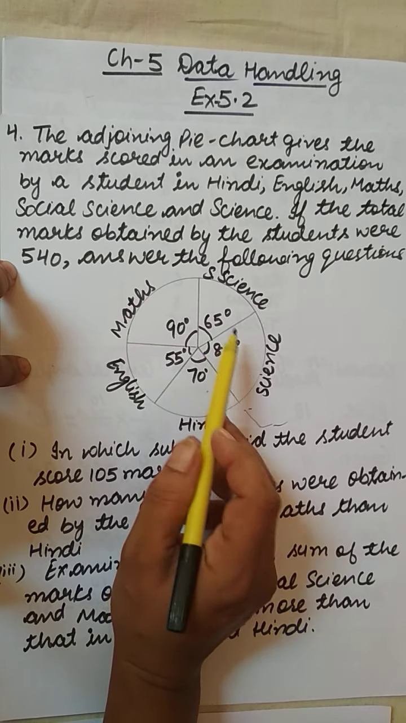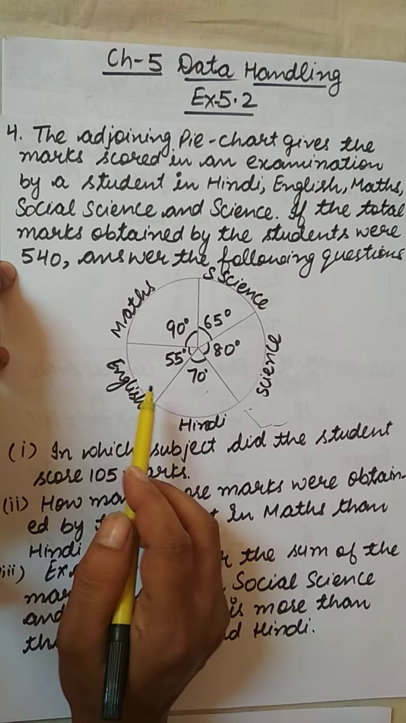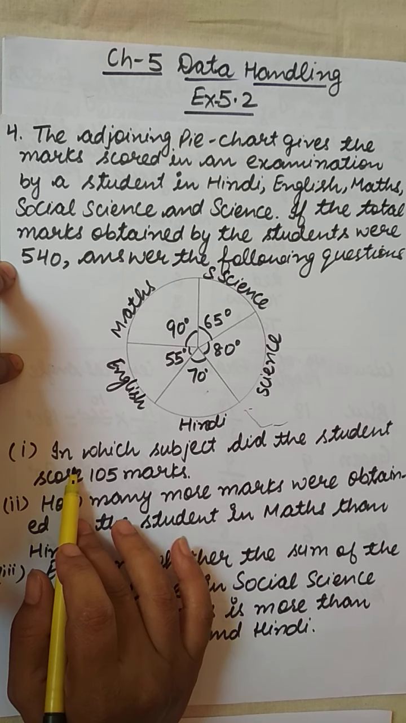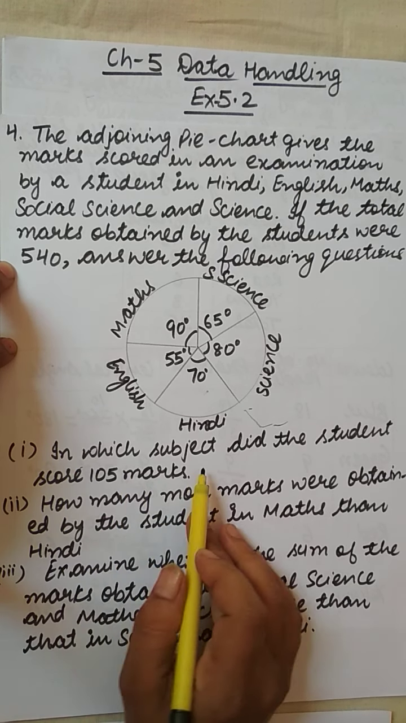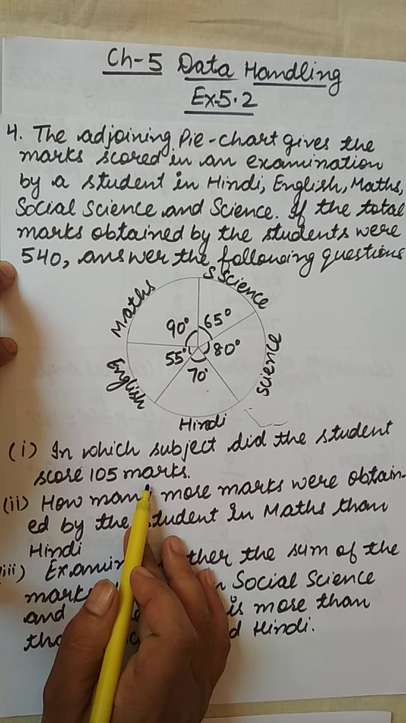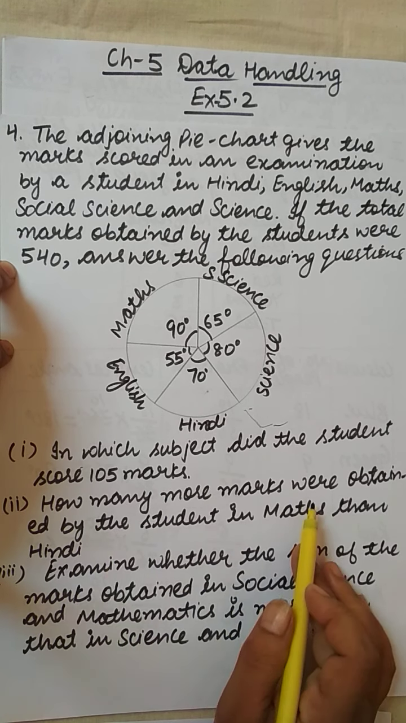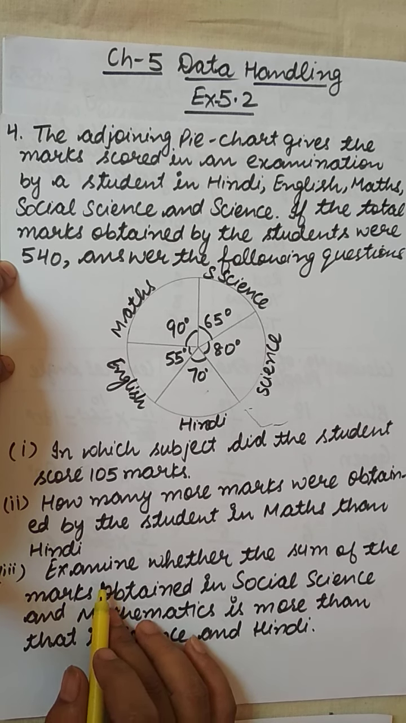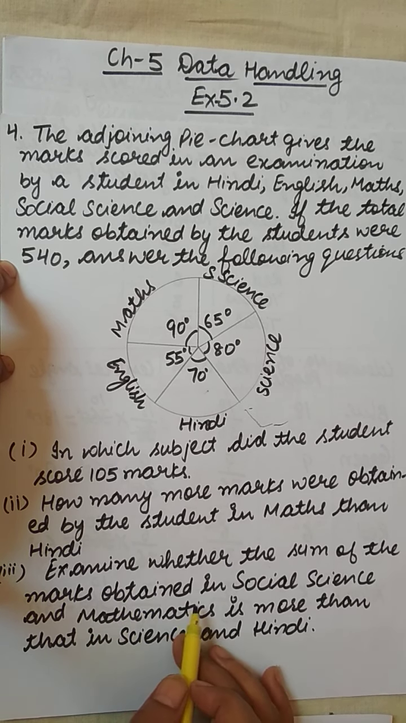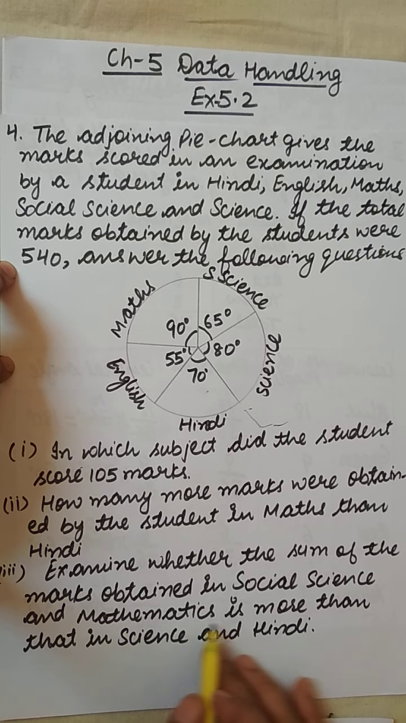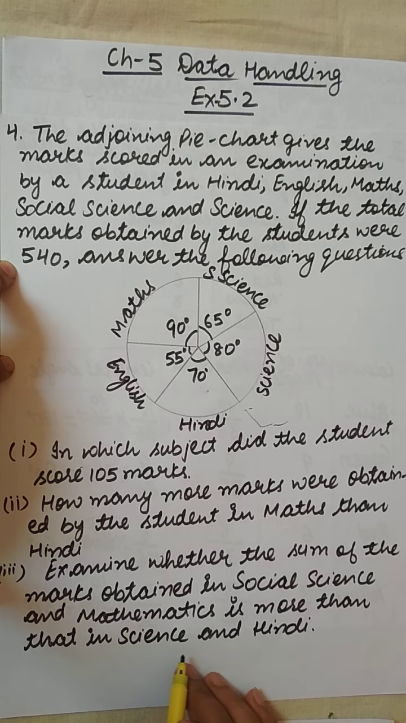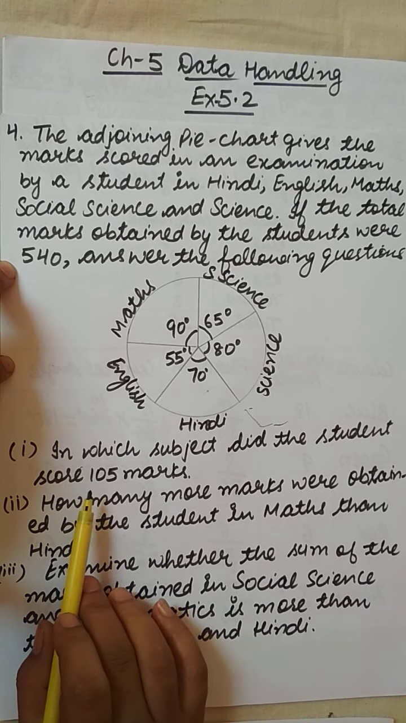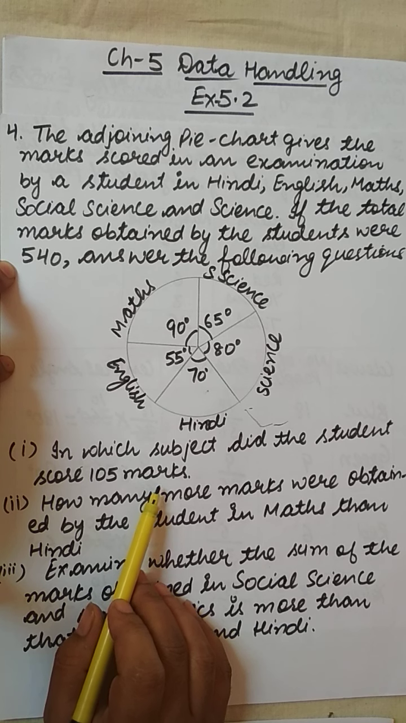In this question, a pie chart is given and we are to answer the following questions from the given pie chart. The very first part of the question is, in which subject did the student score 105 marks? How many more marks were obtained by the student in Maths than Hindi? Examine whether the sum of the marks obtained in Social Science and in Maths is more than that in Science and Hindi. Firstly, we want to find out in which subject did the student score 105 marks.